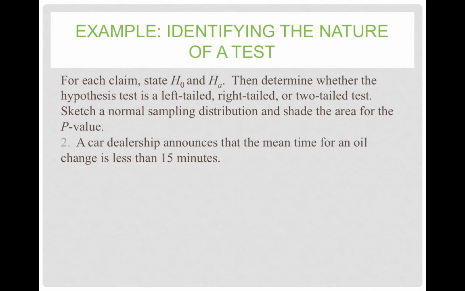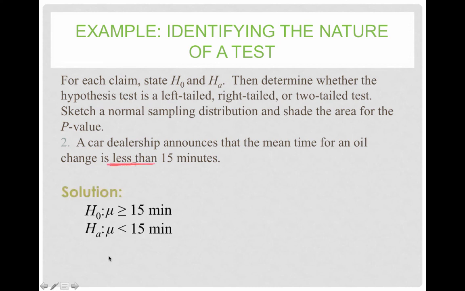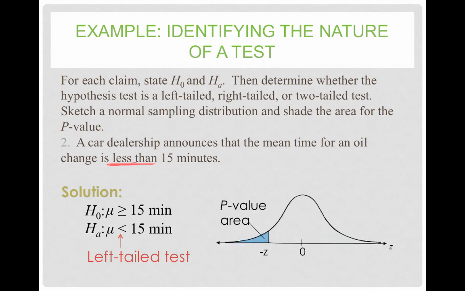Okay, a car dealership announces that the mean time for an oil change is less than 15 minutes. Less than. That's an inequality statement. All right, so again, our null hypothesis was mu less than 15. The opposite of that is our null, which is mu greater than or equal to 15. Okay, well, our alternative sign is less than. That points to the left. It's a left-tailed test. All right, and here in our bell-shaped curve, we can see that it's the left tail we shade, and that P is the p-value area.